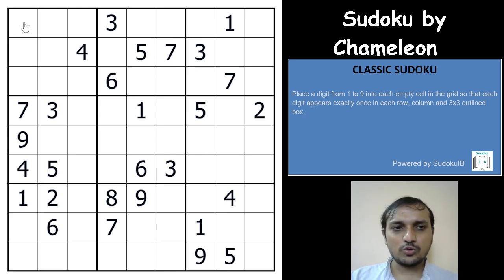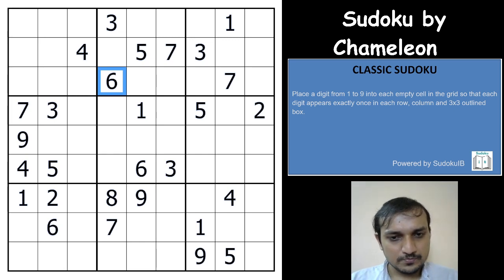So classic Sudoku rules apply. You need to place digits from 1 to 9 in each row, each column, and 3x3 box without repetition. So let's see if we are able to solve this Sudoku.